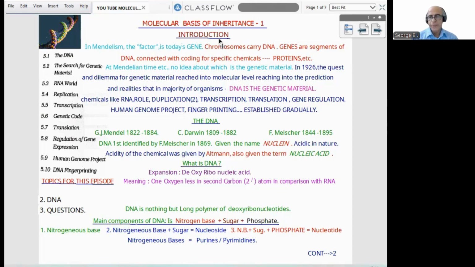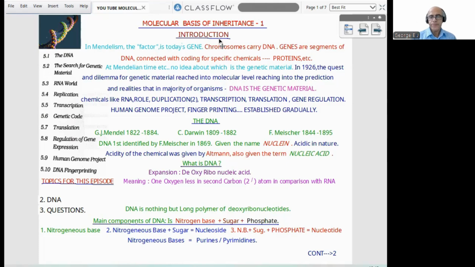In Mendelism, we are already familiar with the term factor. And Mendel's factor is what we today call a gene. And who will carry the DNA? Chromosome will carry the DNA. And how are genes and DNA linked? Genes are segments of DNA connected with the coding for a specific chemical like proteins, etc. So, chromosome, DNA, genes. I think that idea is clear to all of you.